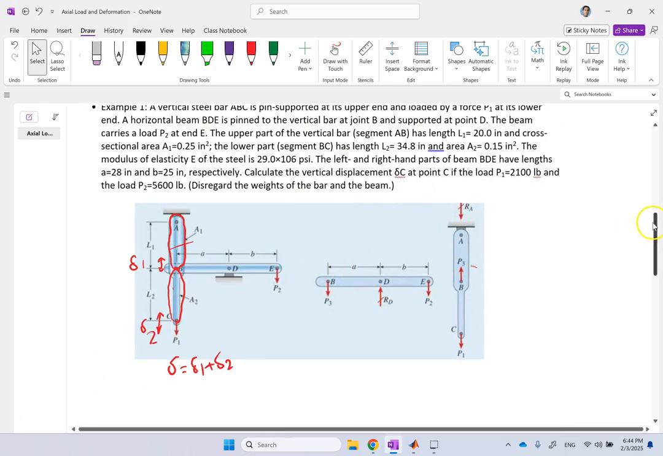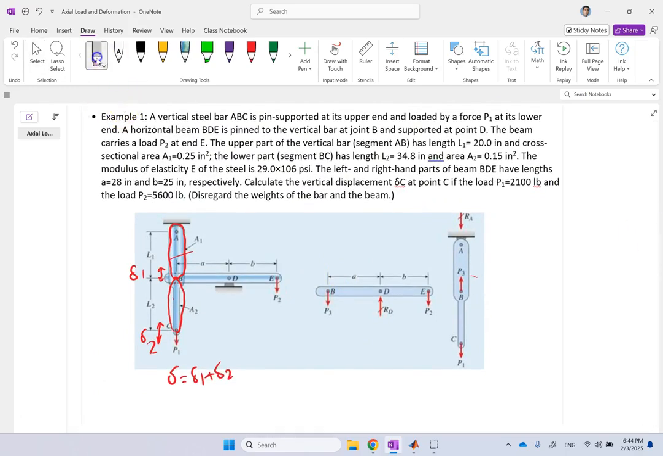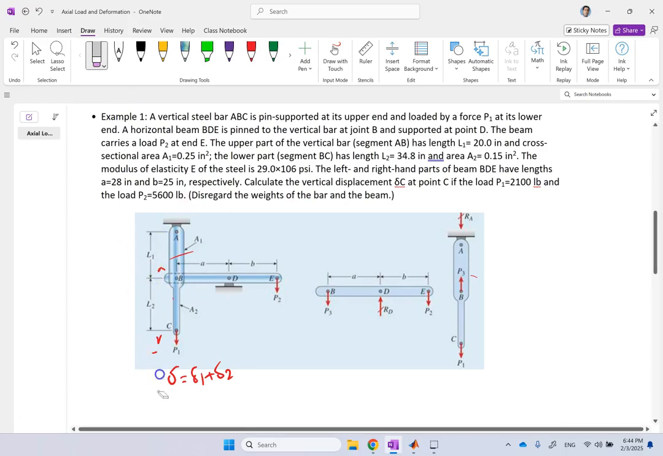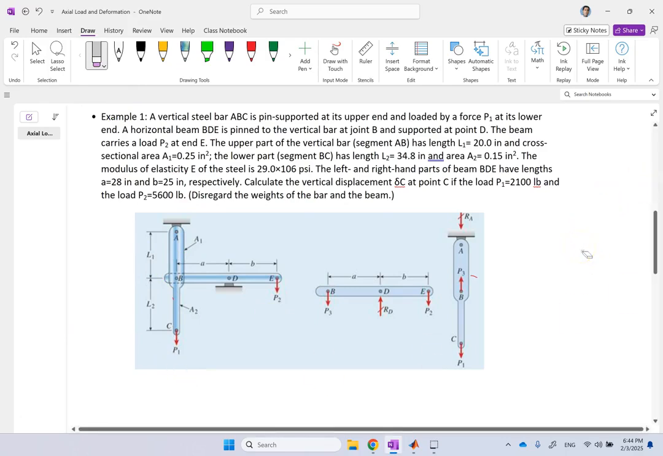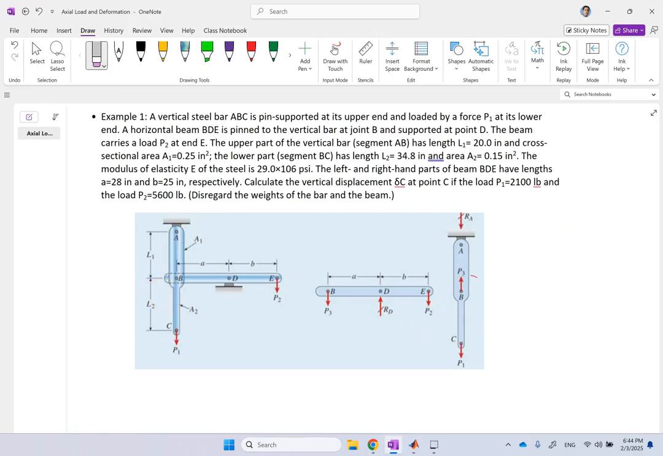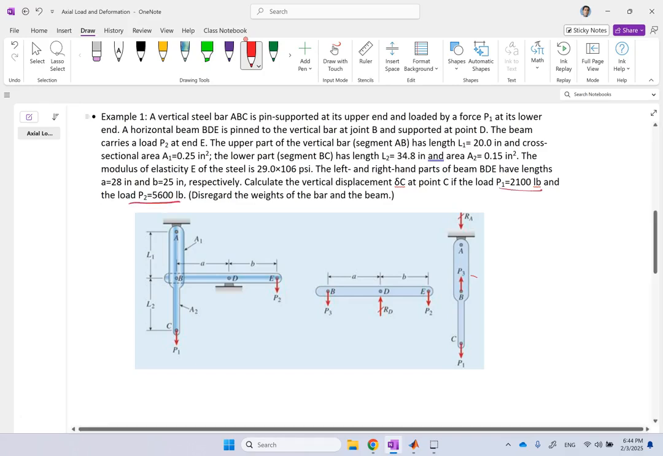Now, to practice using this formula, we are going to look at this interesting example here. So what I have here are two bars, ABC and BDE, where at the end of C we have load P1, at the end of E we have load P2. The distances AB, L1, and L2 are given, and everything is pinned. At D we have this horizontal bar pinned to the ground. At A we have the vertical bar pinned to the ground. The values for P1 and P2 are given.